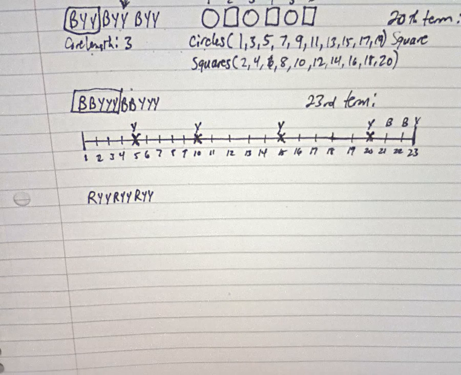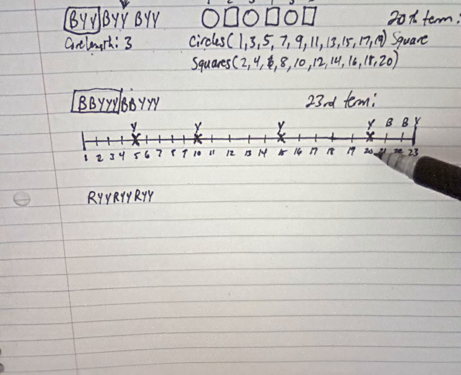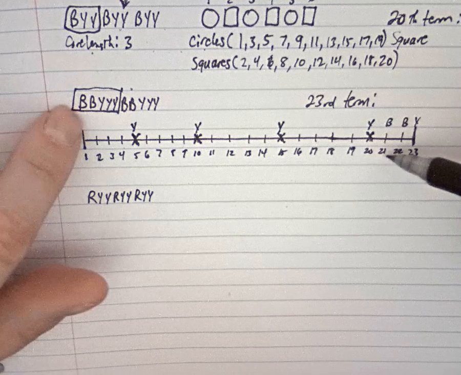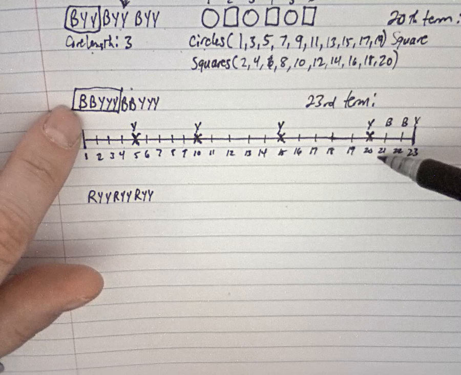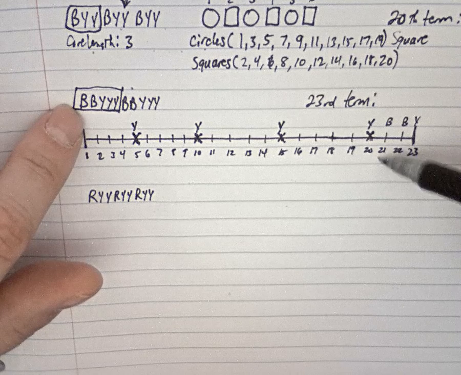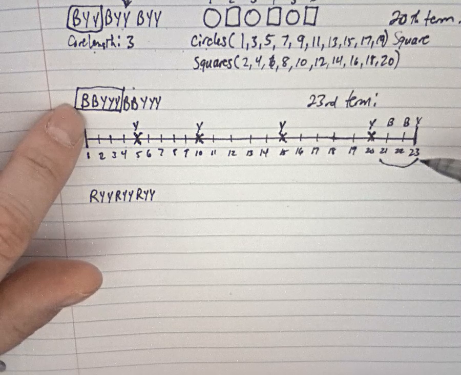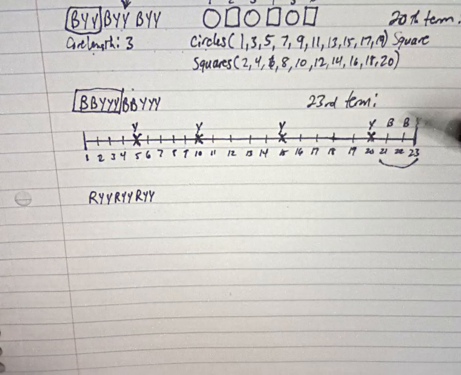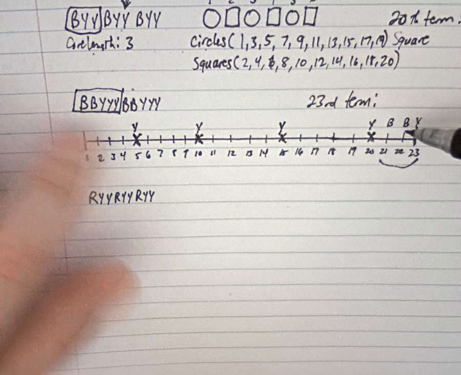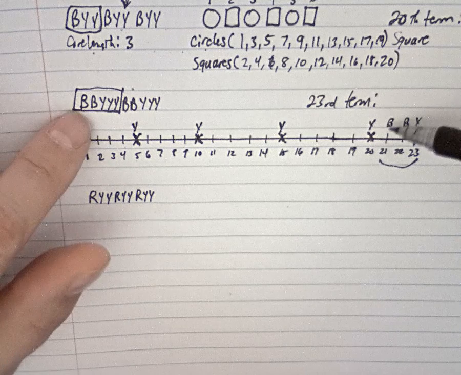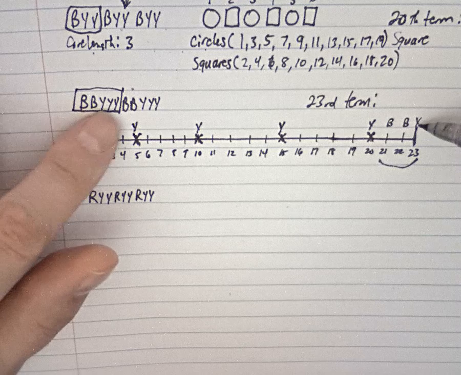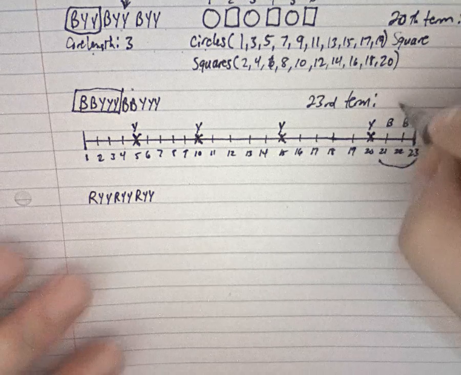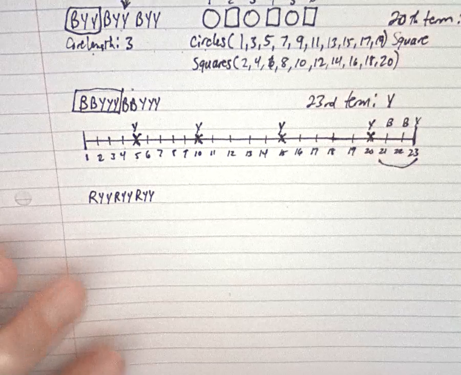So what we did is we just went where the core ended and marked those off on our number line. Because after term 20, the core begins again, and we're getting close to the end of our number line, we can't go 5 more spots, because 25 isn't out here. So we're going to 23 because we want to find the 23rd term. So we start over, we get B, B, and Y. So the 23rd term is yellow.